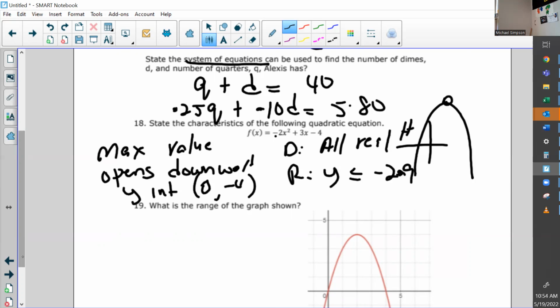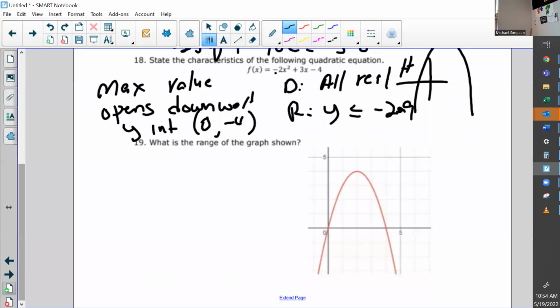Right? All right, number 19. What is the range of the graph shown? That's pretty easy, guys. The range is going to be y is less than or equal to 4. All right. So that's 19.